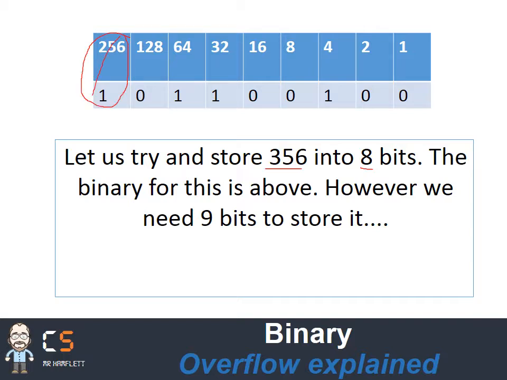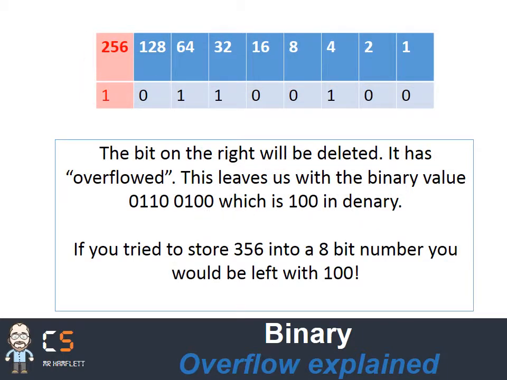So if I take that number off, I'm left with this binary value. Okay? And that is not 356. It's actually nowhere near. So I get a weird value of 100. So when we've got overflow, essentially that means that the number I'm trying to store is too big for the number of bits available.